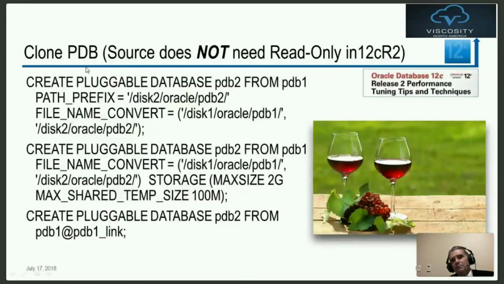But also clone a PDB, and this is the biggest advantage of using containers, because now I could just create a pluggable database, PDB2 from PDB1, maybe put it in a different place, maybe change the prefix even from what I pulled it out as, change the storage, whatever I want to do. I could pull it over a link. In release 1, the source had to be read-only. So I had to set that to read-only, then I could do a clone. In release 2, I do not have to have a read-only source, which is great.